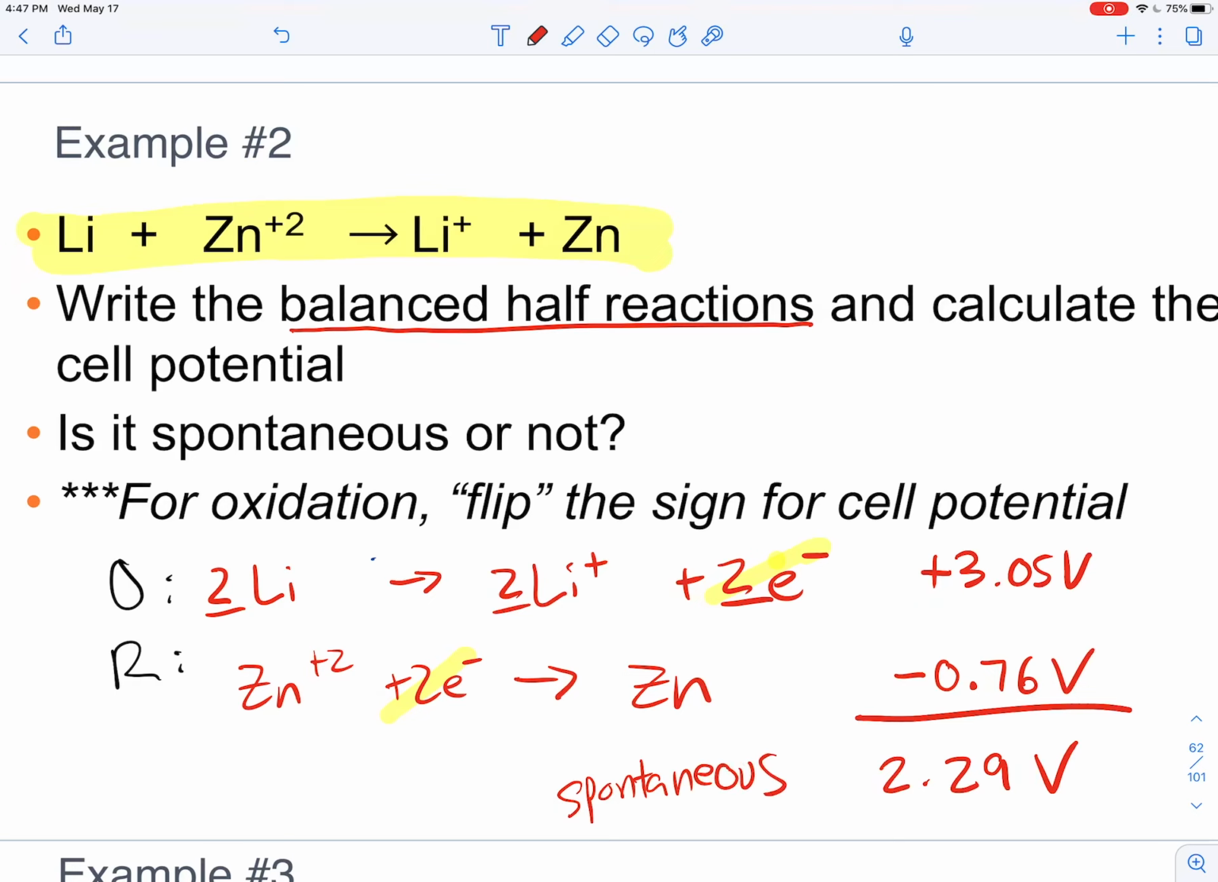And that's pretty much it. So even if you're balancing your equations with coefficients, that doesn't affect the voltage. Make sure for oxidation that you do flip that number, and you're really just adding two numbers together.